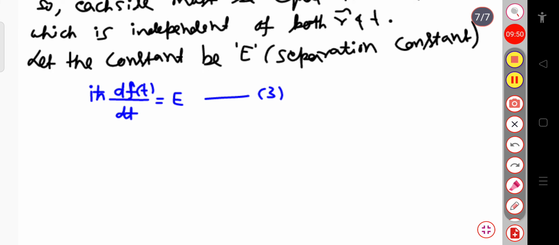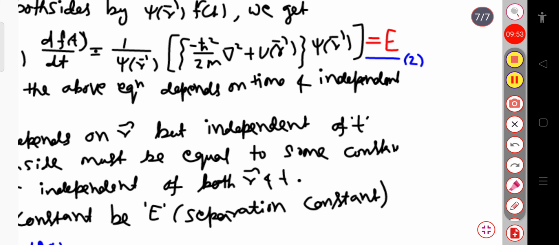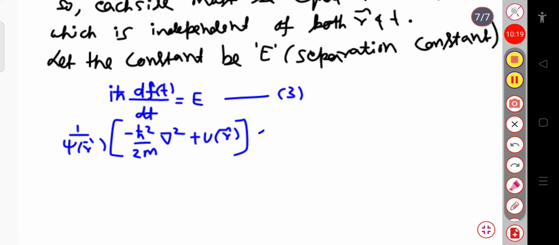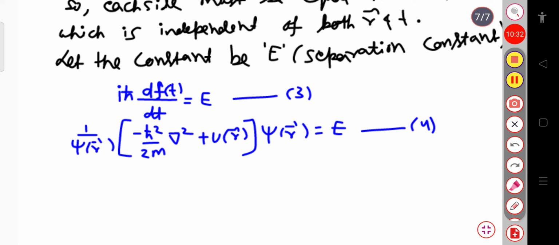And another expression you can see here, on the right hand side, this is 1 by psi of r times minus ħ² by 2m ∇² plus U of r, whole into psi of r. So let me write it here. This is 1 by psi of r into minus ħ² divided by 2m ∇² plus U of r, whole into psi of r, and that is equal to E. This is your equation number 4. So we got two equations, that is equation number 3 and 4.